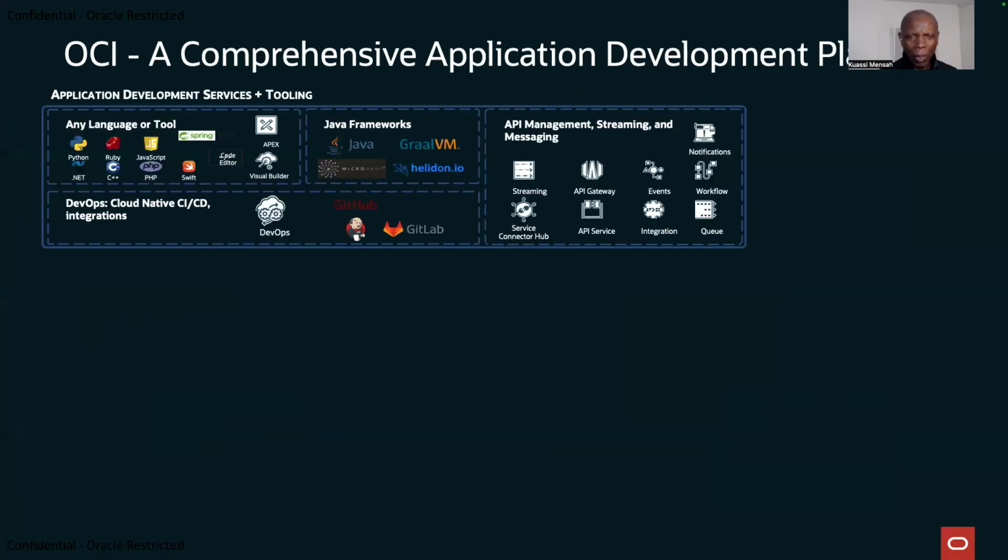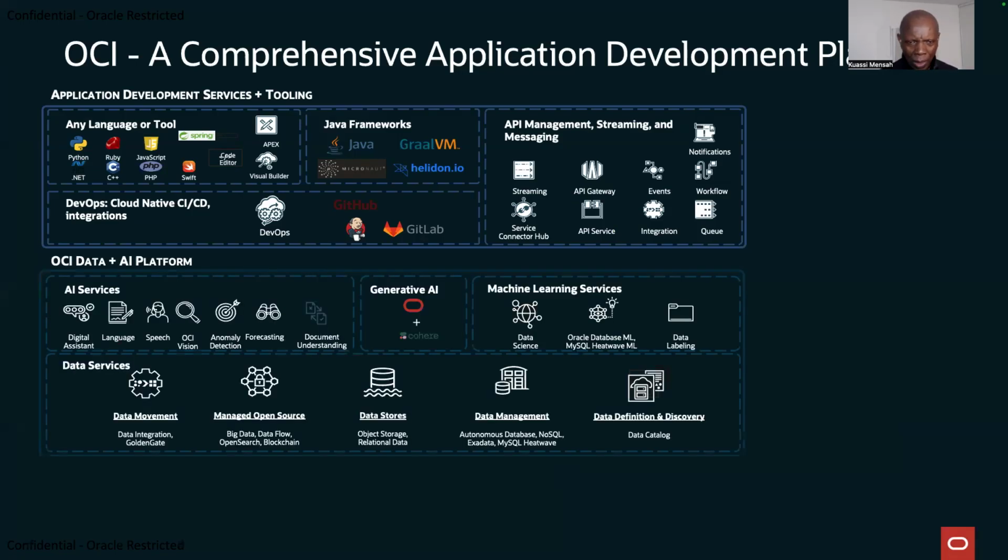So what are the components of the Oracle Cloud Infrastructure? At the highest level, we have the applications development services and tooling. And you can see we can support any language or tool. DevOps, cloud native, frameworks, Java frameworks, but other frameworks as well. APIs, management, streaming, and messaging. So all the tools of the development services and tools to build a cloud-native application.